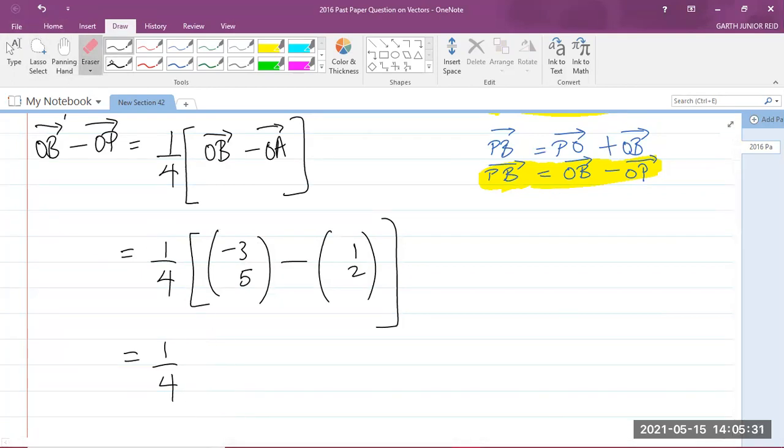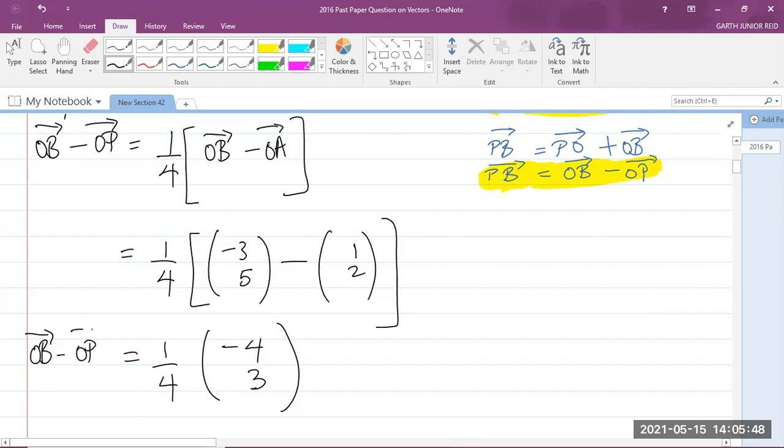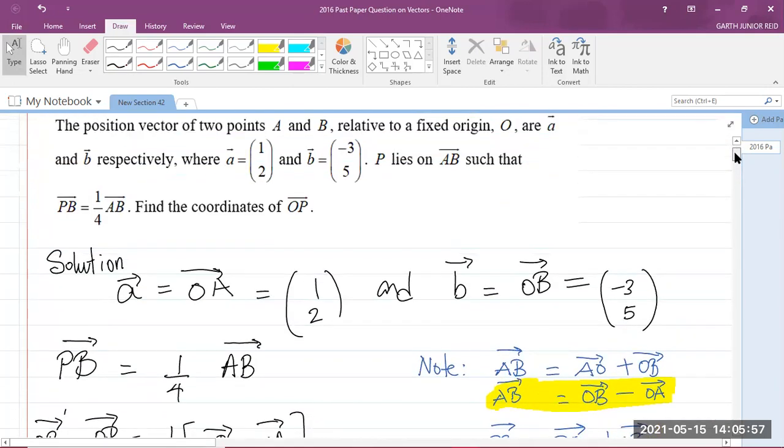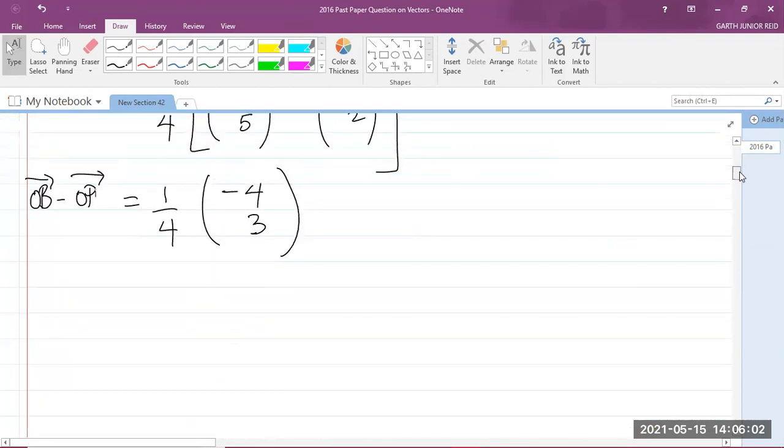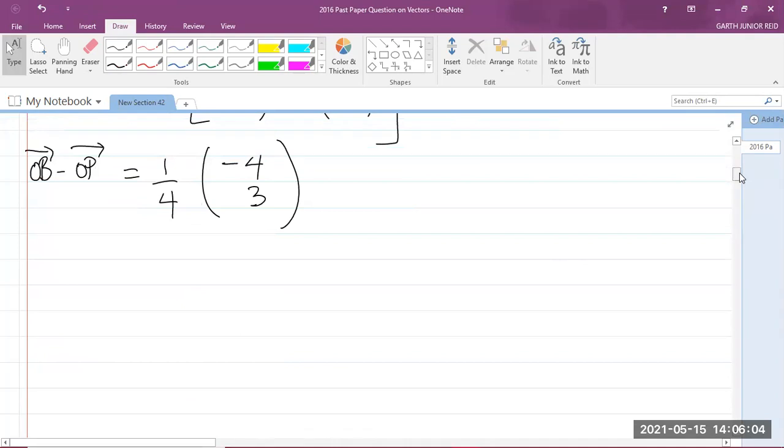Now let us subtract these two vectors. That's negative 3 minus 1, which is negative 4, and 5 minus 2, which is 3. And on the left-hand side, we have the vector OB minus the vector OP. Good. So that is what we have there. Remember now that the question said that we are to find the coordinates of vector OP. Let us now transpose this equation for OP.